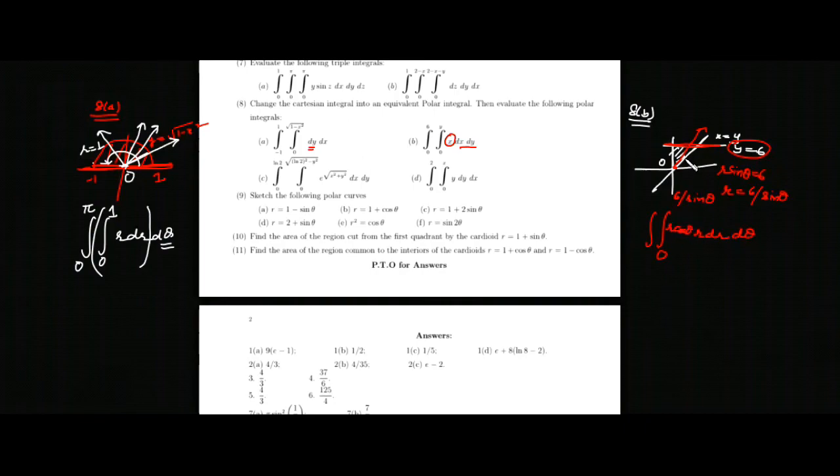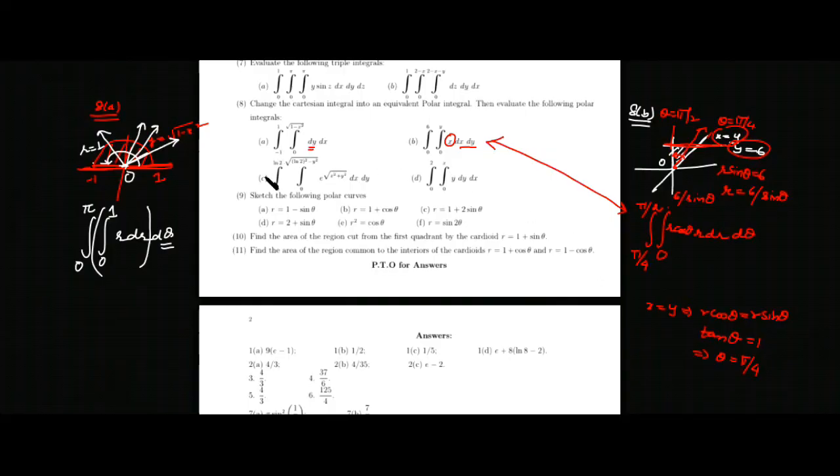Now you have to write down the limits for theta. Our theta is varying from here to here. Here the value of theta is pi by 2, and here the value of theta is pi by 4. Now how is it pi by 4? Since this is the x = y line, x = y means r cos theta = r sin theta, which means tan theta is 1, which implies theta is pi by 4. So theta is varying from pi by 4 to pi by 2. So this is the equivalent integral in polar.